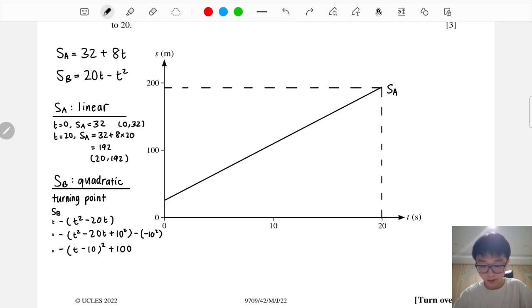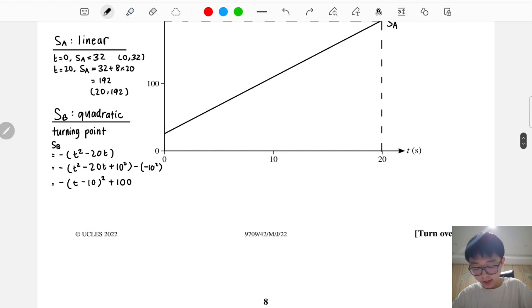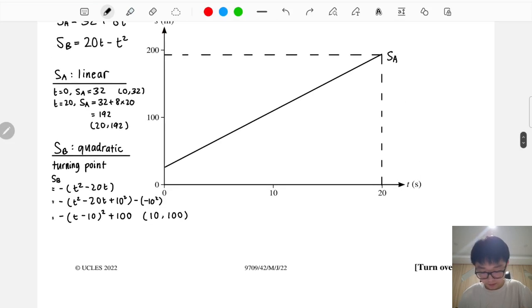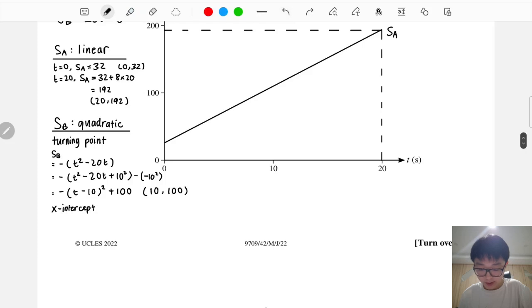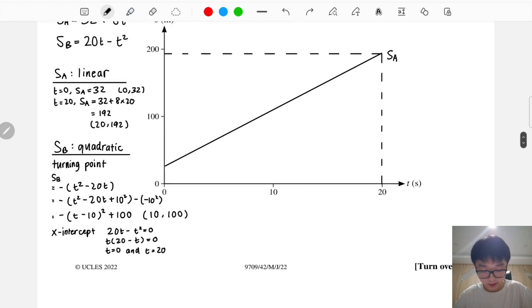Right? I hope you still remember how to do complete the square. And so the turning point would be (10, 100), which aligns very nicely in the graph. Now for the intercepts, we simply equate the expression to 0. Factorizing it gives t times (20 minus t) equals 0, and so the intercepts are at t equals 0 and t equals 20, which is also very nice for the graph, as it's the starting and end point.